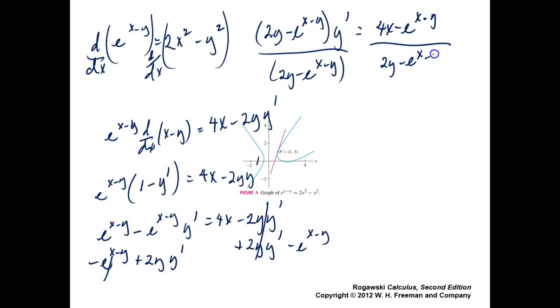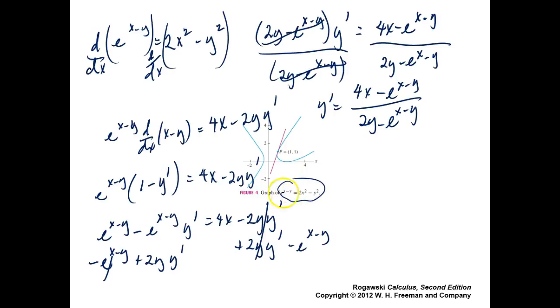Okay, and there's your answer. y prime is equal to (4x minus e to the x minus y) over (2y minus e to the x minus y). Okay. Now, even though we've got the picture of the graph in front of us, I don't trust it, do you? Okay. Let's make sure that point P(1,1) is indeed on our original equation.